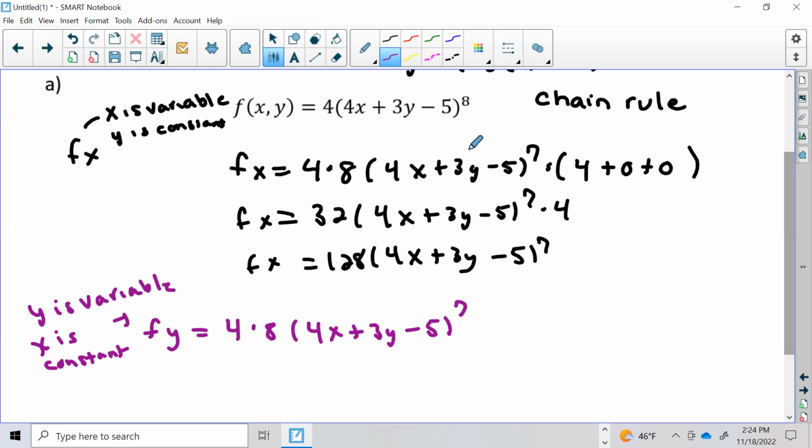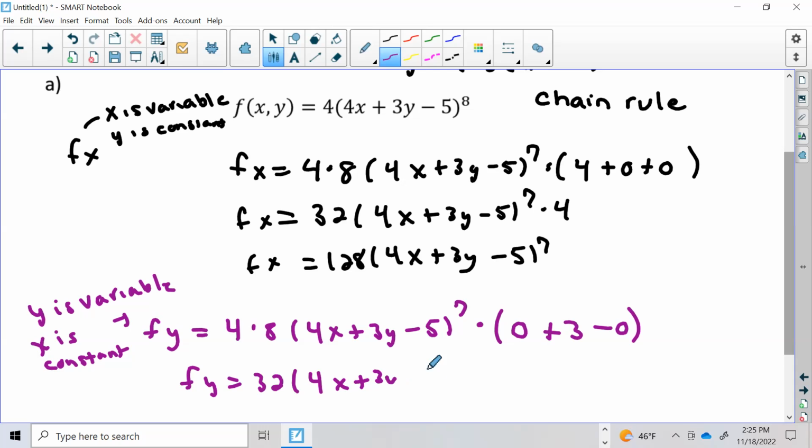And then we multiply by the derivative of the inside. So 4x is a constant, plus 3y is 3, and then minus 5 is also a constant. And so we get 32. This stays the same to the 7th.